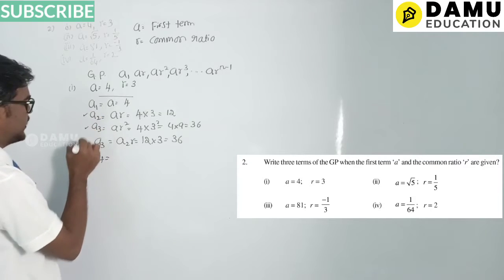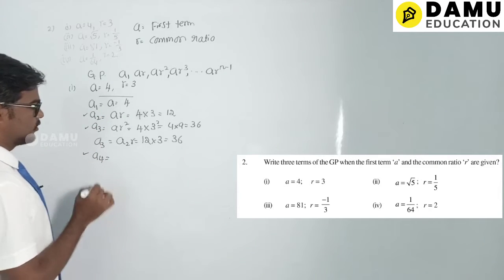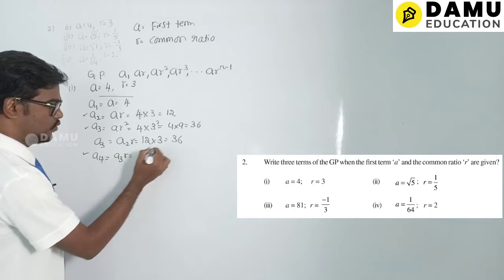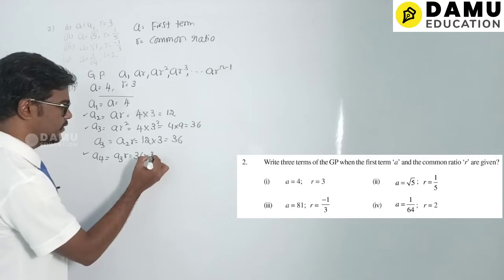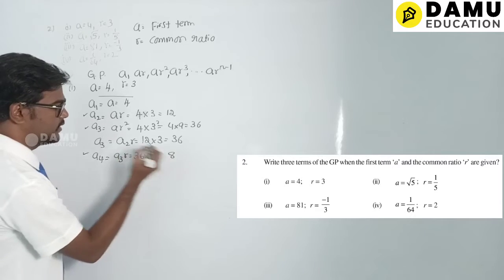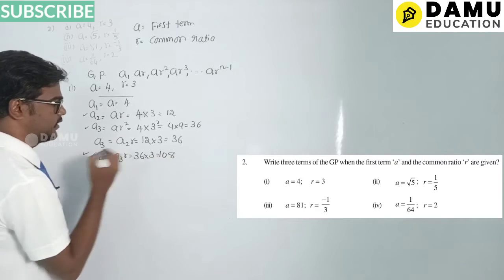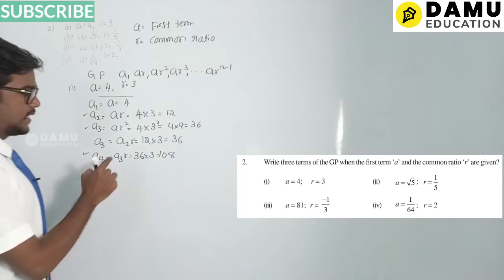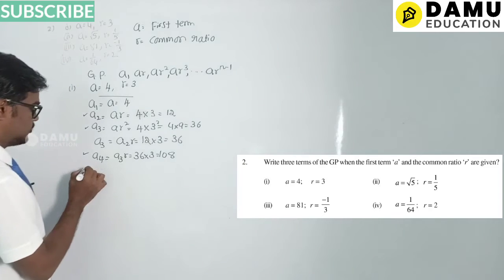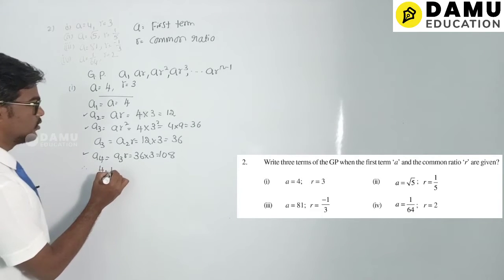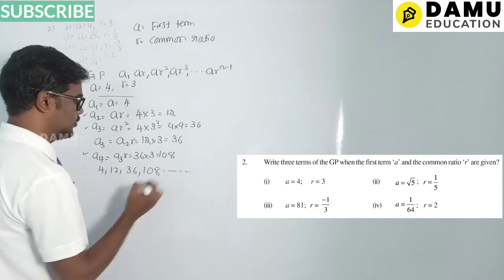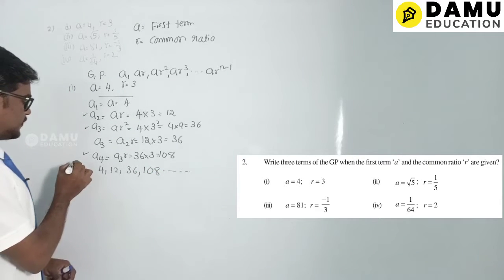Then what is A4? Three more terms we are calculating. A4 is A3 into R. A3 is 36, into R which is 3, so 36 into 3 is 108. Therefore the series will be 4, 12, 36, 108, and so on. So this is the series for the first one.